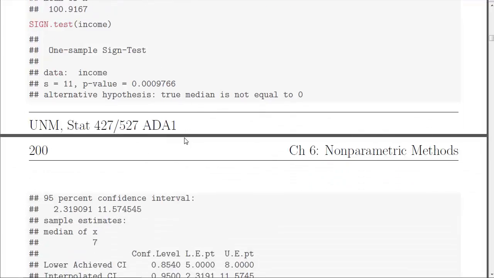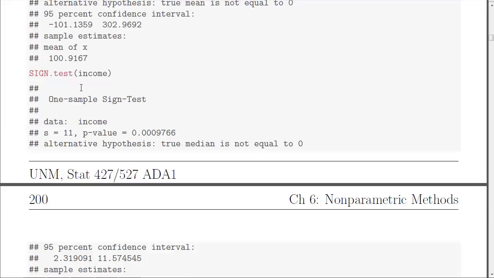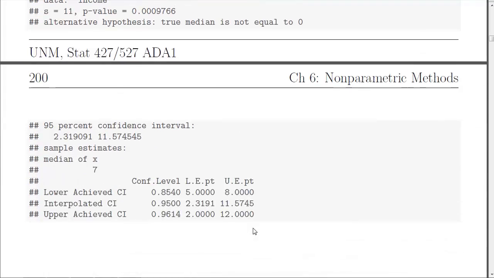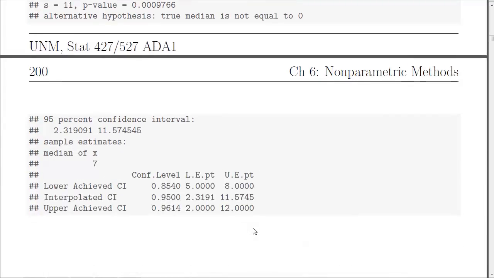If we look at the sign test, however, for where the median is, here's the confidence interval for the median, somewhere between 2 and 11. That seems quite reasonable with our data. We have a pretty small sample size. Our observed median was 7, and it goes from 2 to 11. So we don't have that extreme influence that an interval for the mean had, because the nonparametric method protected us against that extreme influence.